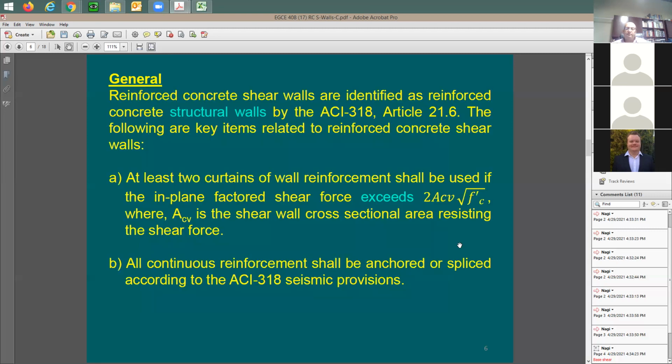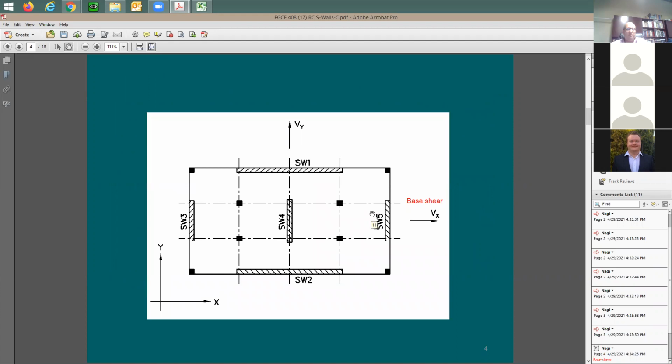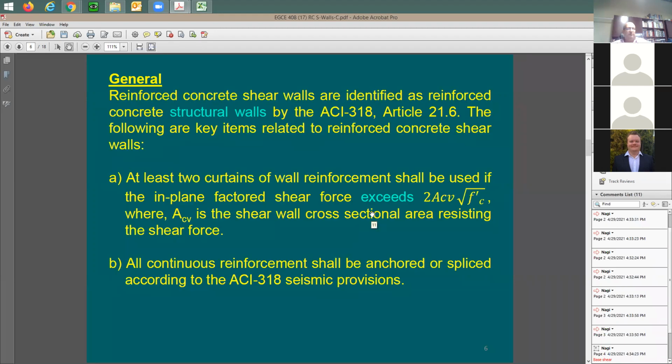So, okay. How about the ACI code? The ACI code says here, I'm going to call it structural wall and not a shear wall. But since it has higher shear force demand on this wall, I need to do the following. It says here you need to have 2 curtains of wall reinforcement, which means 2 layers.